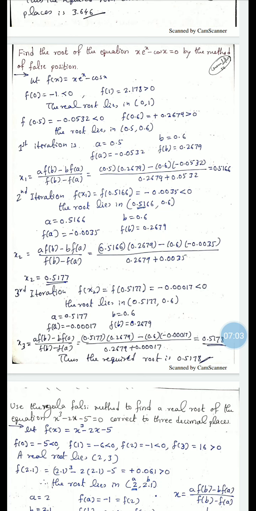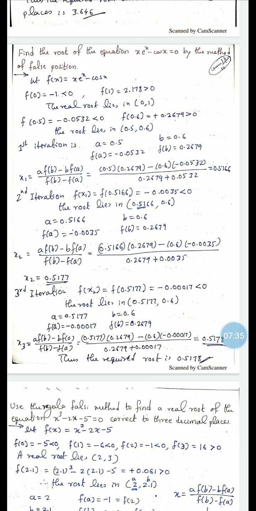So again for the third iteration we require one positive root and one negative root, so take the positive root from the previous iteration, that is b is equal to 0.6, a is equal to 0.5177, b is equal to 0.6. Similarly find f of a and f of b by substituting in the given f of x. So put in the regula falsi formula, that is x3 is equal to a into f of b minus b into f of a divided by f of b minus f of a. Put all the values, we get x3 is equal to 0.5178.